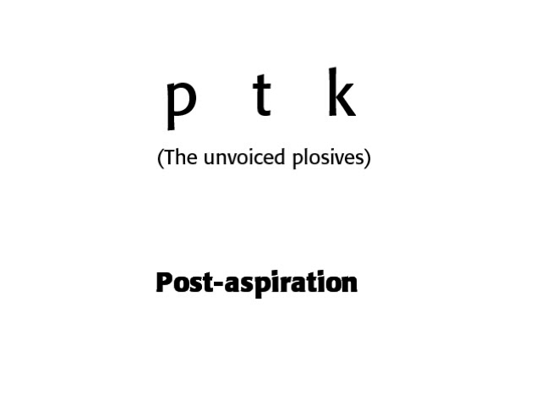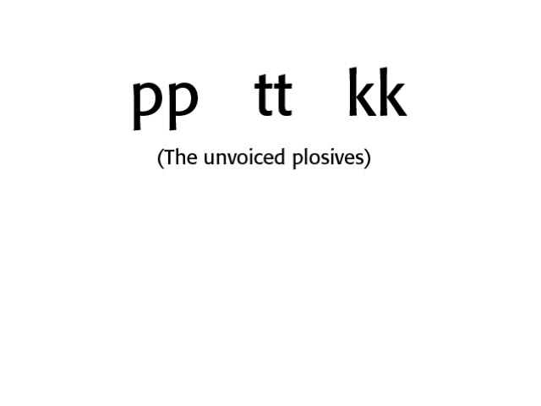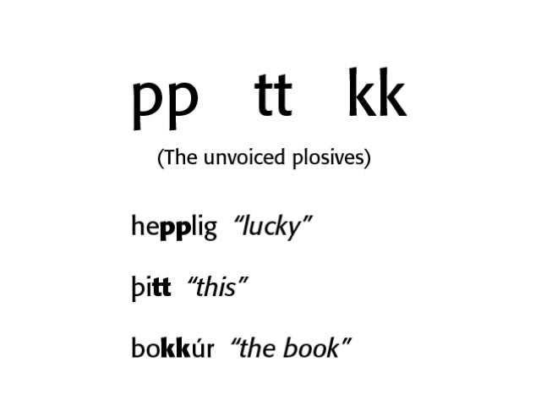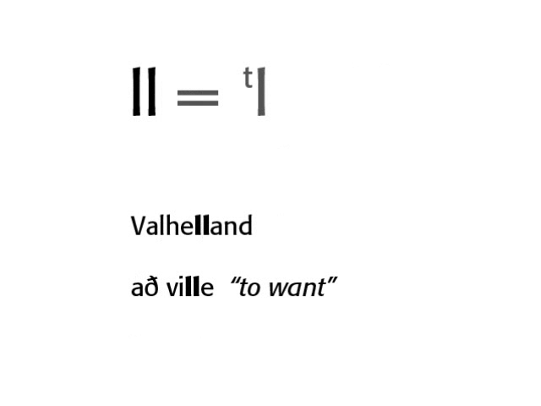Now that's post-aspiration. Valhalish also has something known as pre-aspiration. When p, t and k are doubled, there's a puff of air before the consonant. It's as if one of the p's, t's or k's was turned into an h. Hehplach. Ficht. Bochkur. The letter L is also pronounced differently when it's doubled.